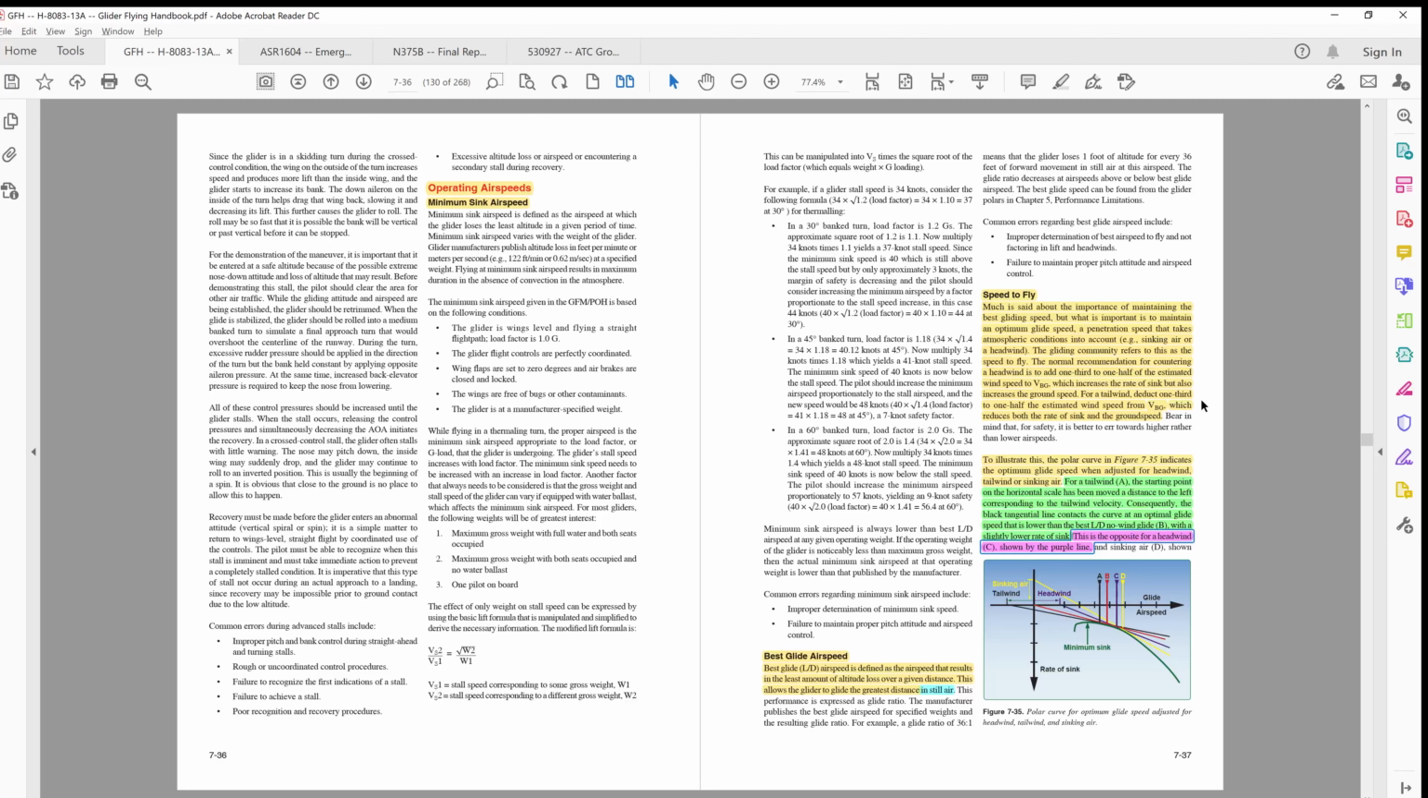And then I'm going to do my own version of what they display as figure 7-35 just to make it a little bit easier, but we will use it. So it says, to illustrate this, the polar curve in figure 7-35 indicates the optimum glide speed when adjusted for headwind, tailwind, or sinking air. So for a tailwind, A, the starting point, and I'm just going to zoom in so it's a little bit easier to see some of these lines.